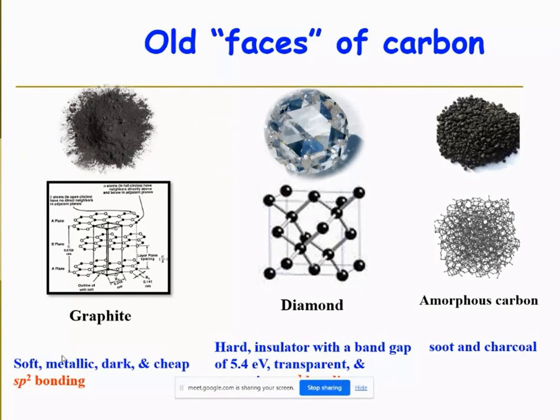And the third form of carbon is, of course, the amorphous carbon or the black soot that you get in your fireplace. And in the last few years.